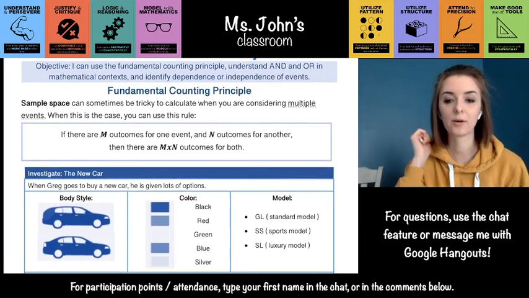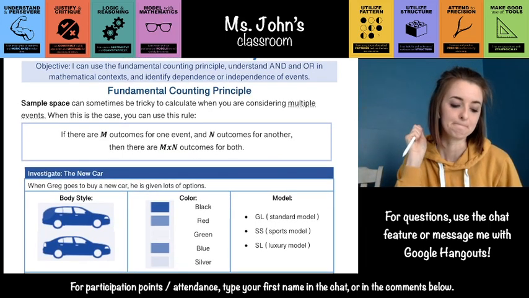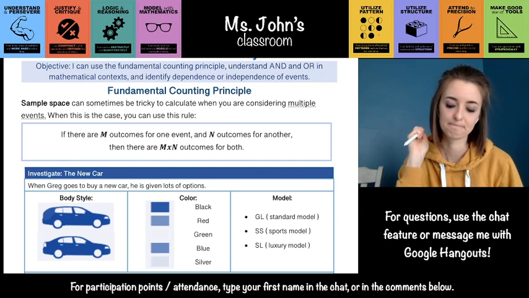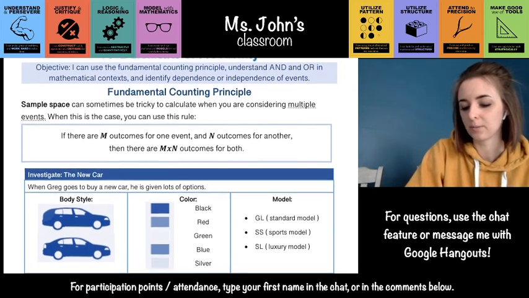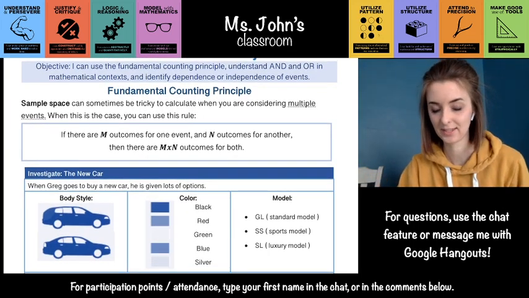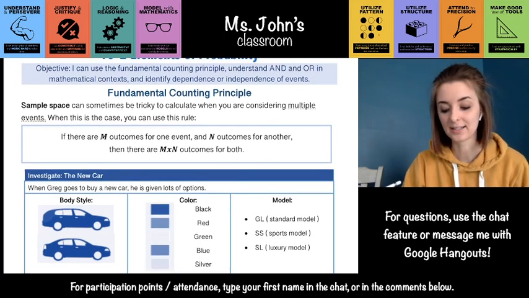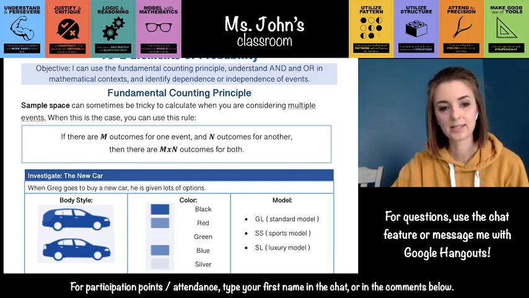So the first thing that I wanted to talk about is the fundamental counting principle. Sample space can sometimes be tricky to calculate when you are considering multiple events. When this is the case, you can use this rule.